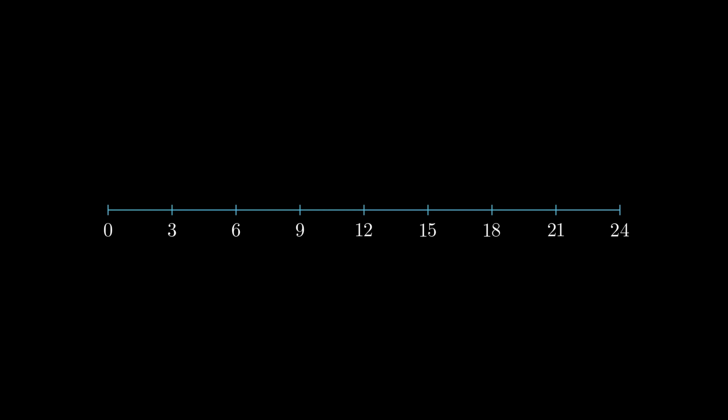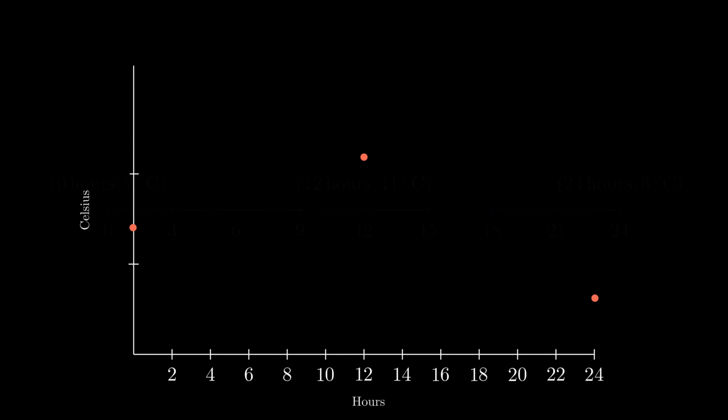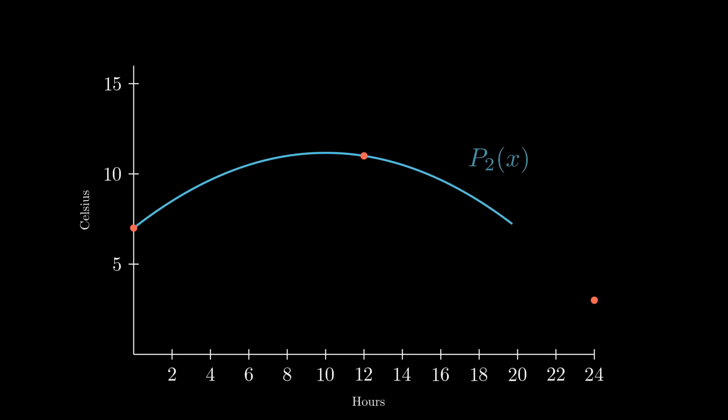Let us consider a situation where we have a discrete set of data points. Say, for example, the temperature over a 24-hour period recorded at 3 separate times. While we have the exact temperature at 3 times, what if we wanted to estimate the temperature at some point in between? We could construct a polynomial such that it passes through each of these points, where we could then use the polynomial as a function to tell us the temperature at any time through the entire day.